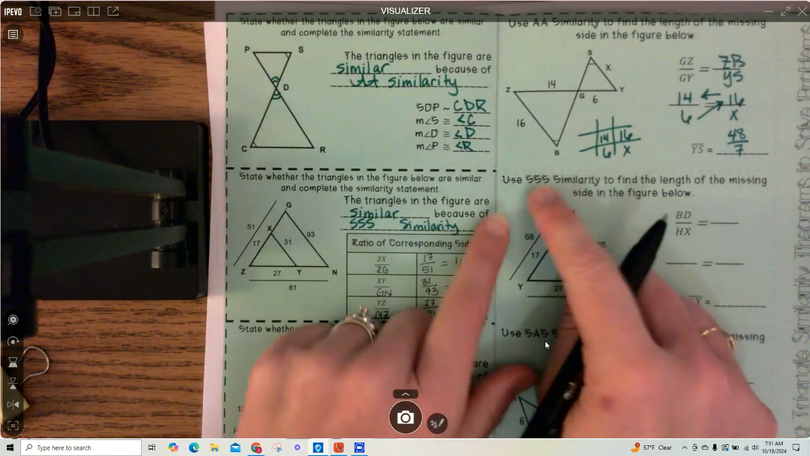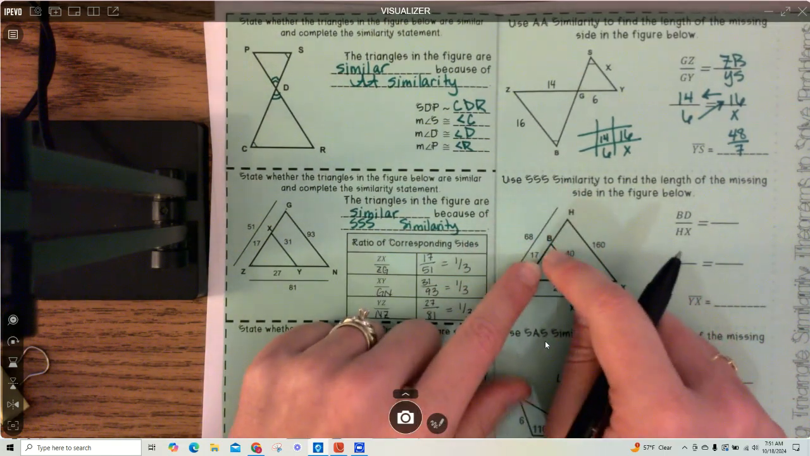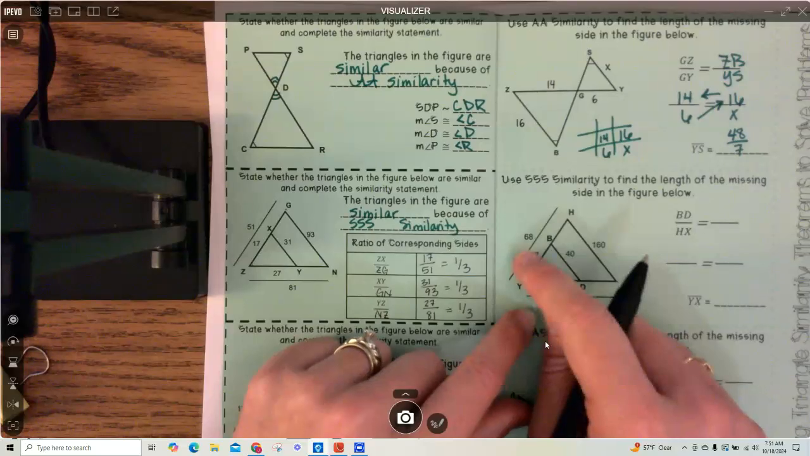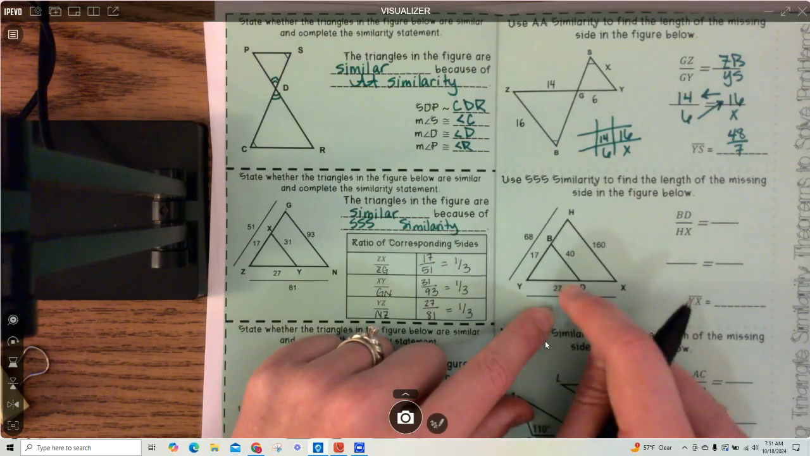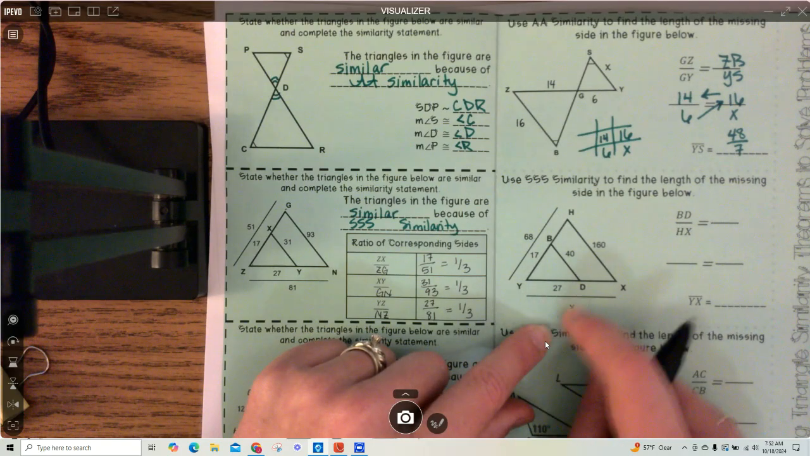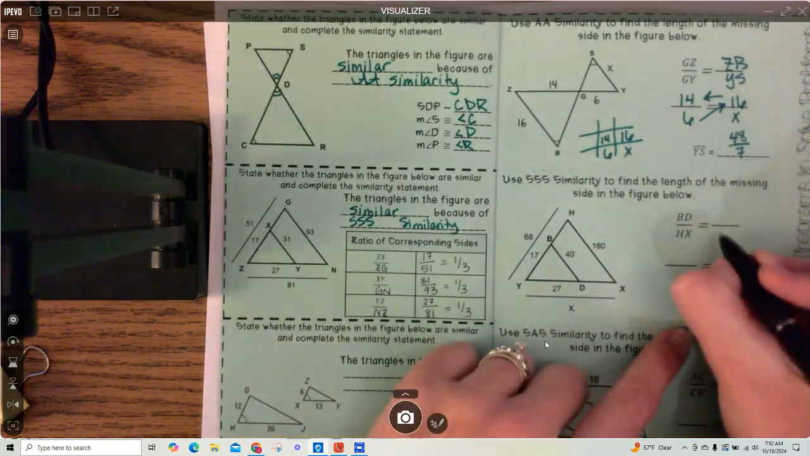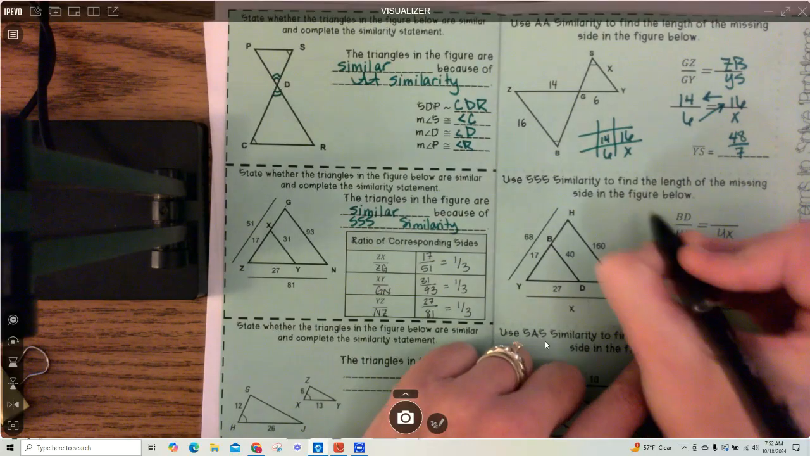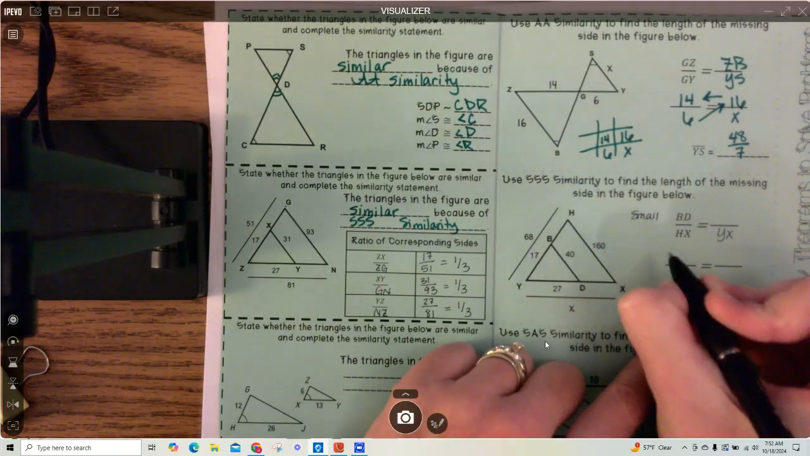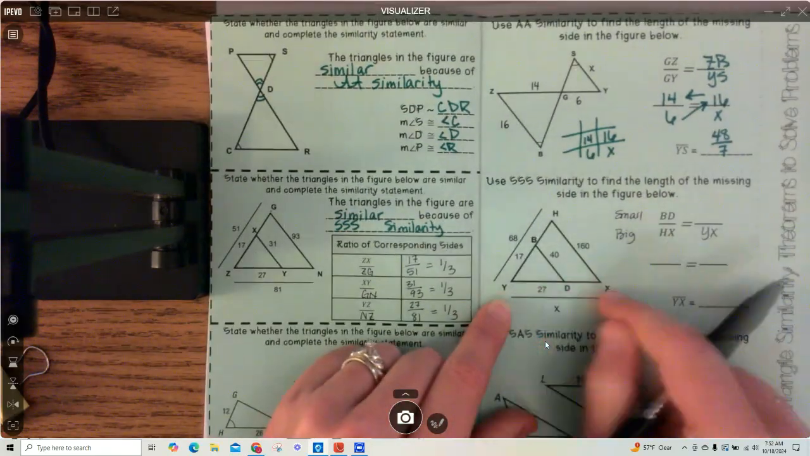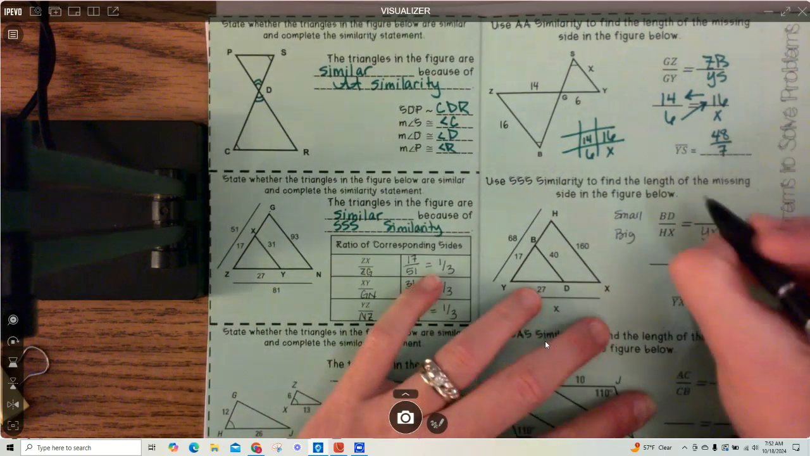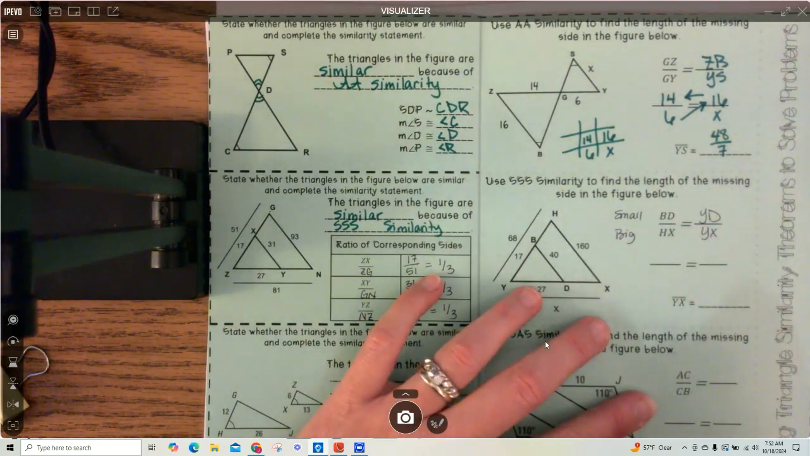Okay, so now we're going to use the side similarity to find the length of the missing side in the figure. So BD matches up with HX, and then we need another given side. What side are we looking for? We're looking for YX. We're looking for this length here. So YX is on the big triangle, and we've got the big triangle on the bottom here. So this is the small triangle sides. This is the big triangle sides on the bottom of each ratio. So YX matches up with YD on the little triangle.